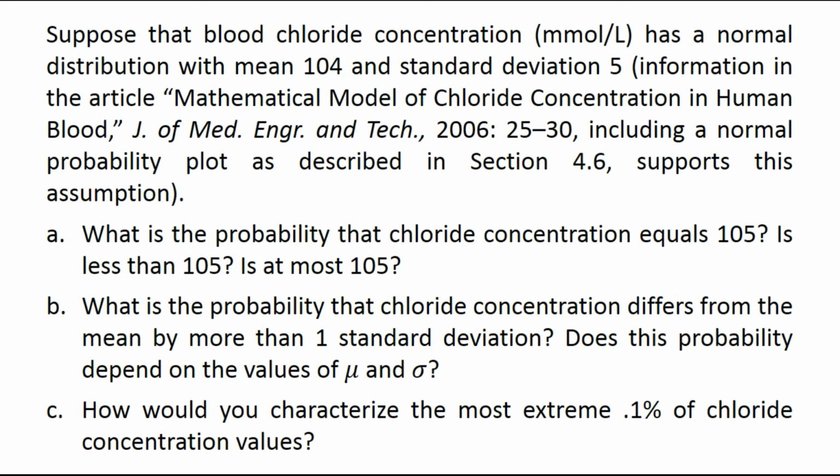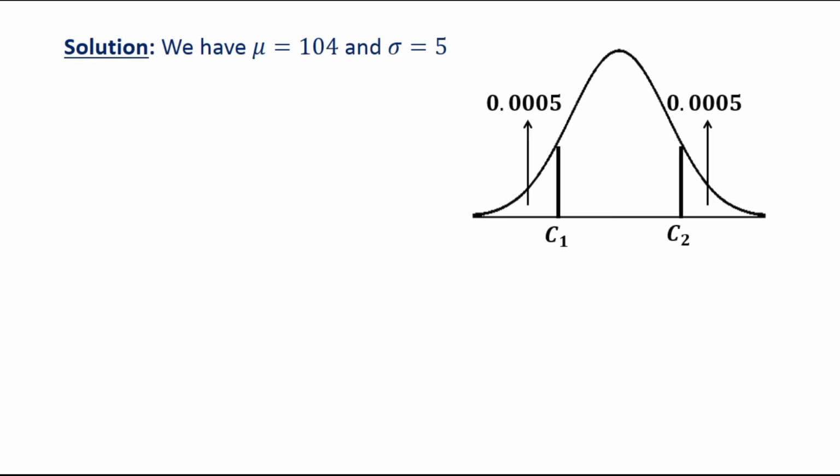Next, part C. How would you characterize the most extreme 0.1% of chloride concentration values? So the area has been given as 0.001. Basically this area, this one and this one, the most extreme 0.1%. So this will be 0.001, or you can say 0.1%.